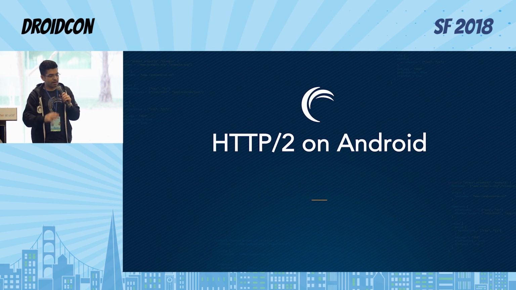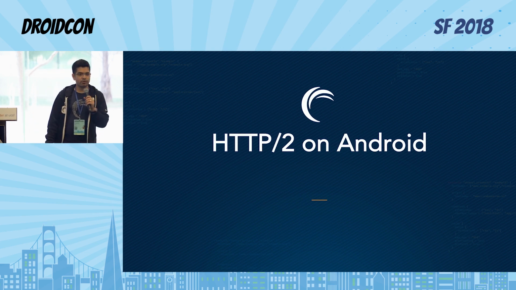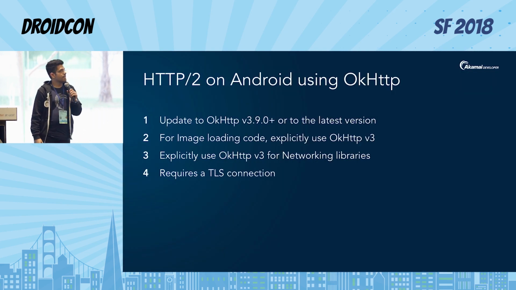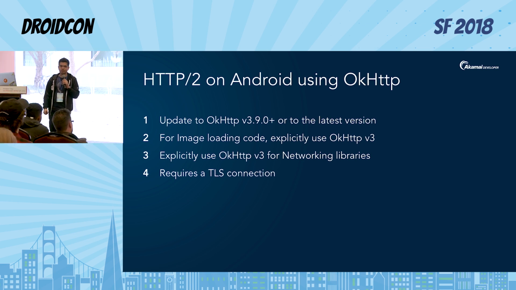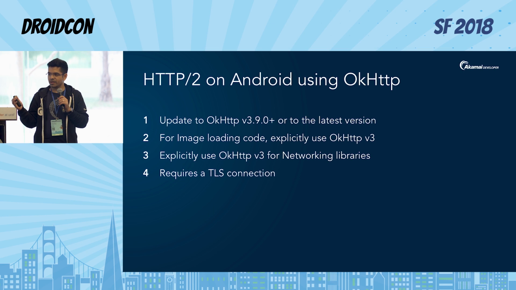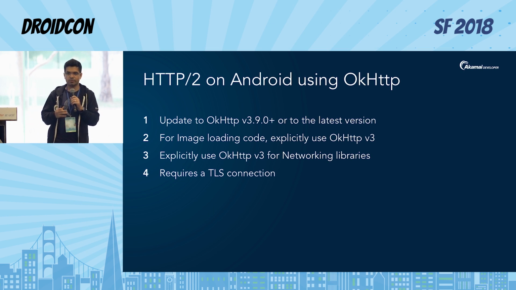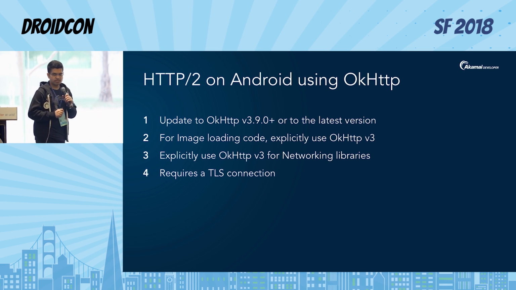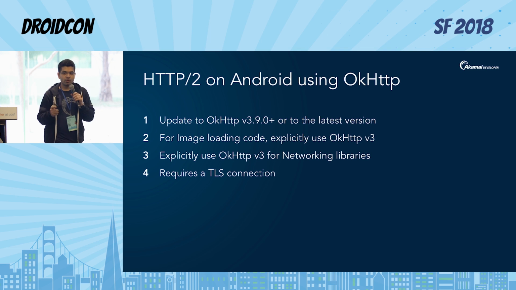Now, once you're done on the backend servers, what do you need to do to support HTTP2 on Android? Easiest, upgrade your OkHttp dependencies to 3.9.0 or above. OkHttp above this version supports HTTP2 by default. There are some caveats, we'll discuss them in this talk. If you're using any of the image loading libraries, just have them use OkHttp version 3. Same goes for the networking libraries. And the thing to note is it will work only on TLS connections.